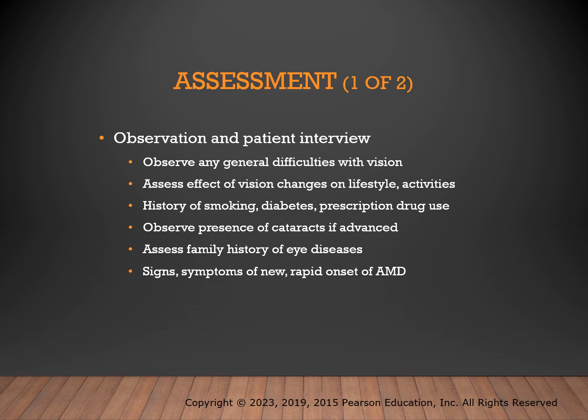Observation and patient interview. The nurse can observe general difficulties with vision based on the patient's ability to see objects and read text. The patient interview should include assessing the effect of vision changes on lifestyle and activities, the ability to read, watch TV, participate in work, recreational activities, and so forth. That list's not conclusive. And the patient's history of smoking, diabetes, and use of prescription drugs, such as those steroid medications.